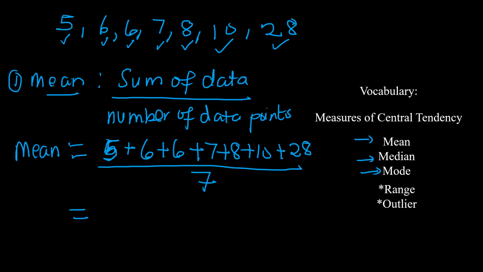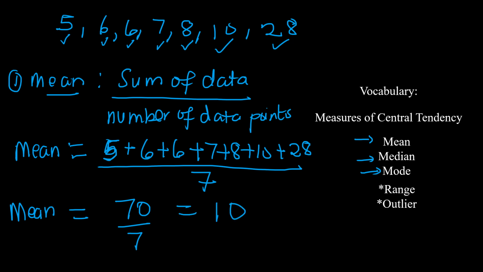All right, on top we have 5 plus 6, that's 11, plus 6, 17, plus 7, 24, plus 8, 32, plus 10, 42, and then 70. So we have 70 over 7, and so our mean or our average is 10.